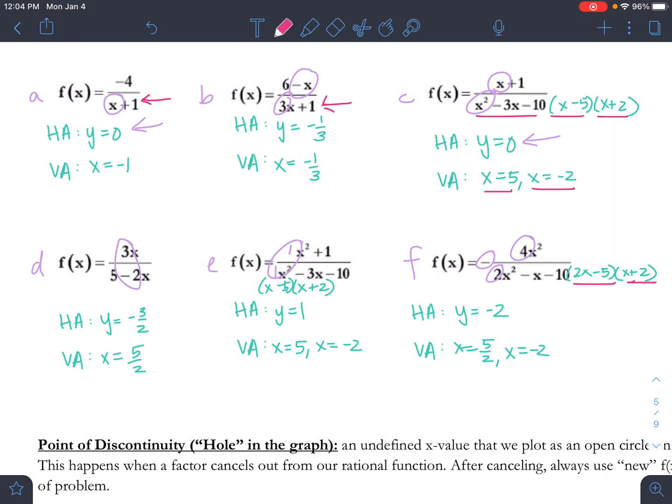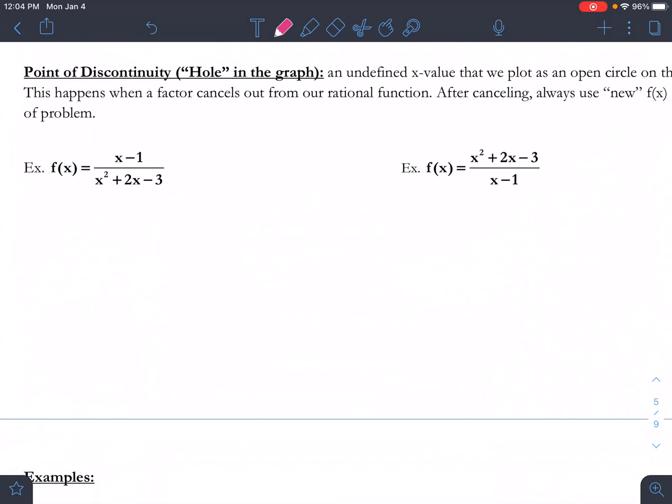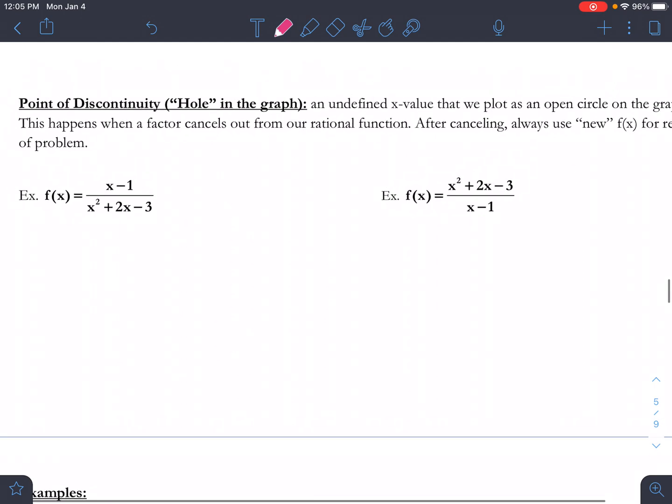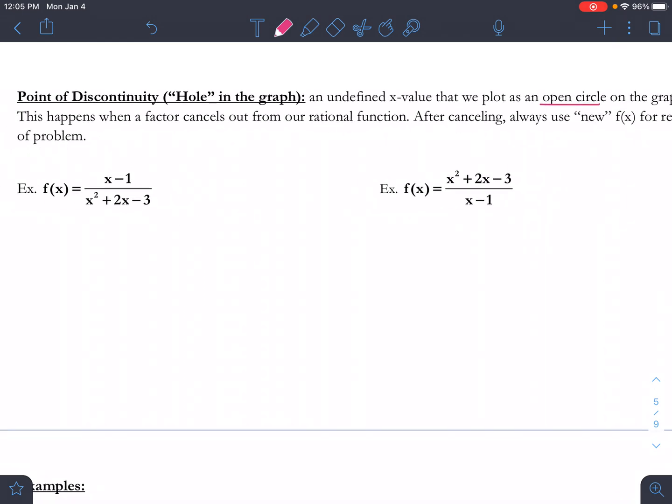Okay, so going off of that factoring idea, pause if you need to correct anything and make sure you check all of your answers. Going off of that idea, we're going to talk about point of discontinuity, fancy word for saying there's a hole in the graph. Okay, this is an undefined x value that we plot as an open circle. So we are going to plot it on our graph, even though it's actually a hole. And it happens when a factor cancels out from our rational function. Okay, after we cancel, we always use the new function for the rest of the problem.